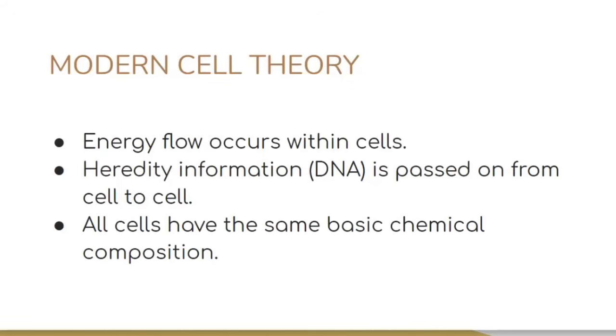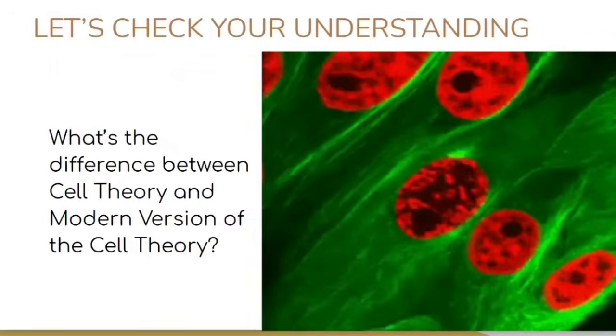Modern cell theory builds on the previous three components. It does not eliminate any of the earlier information. Modern cell theory adds the energy flow within the cell, that hereditary information is passed on from cell to cell, and that all cells have the same basic chemical composition. Major advances in technology in chemical analysis, DNA technology, and microscopy have added to our information about cells.